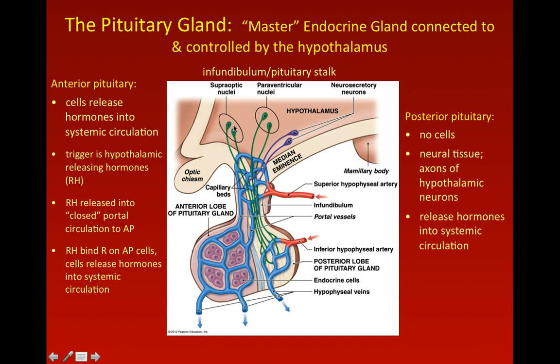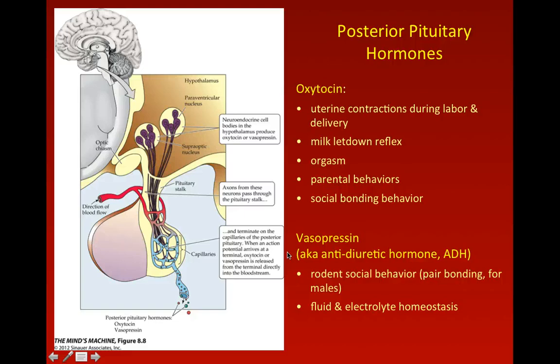So you can see that there are these neuron cell bodies up here, and what happens is these neurons in their cell bodies make hormones. They send the hormones down the axons, which travel along the pituitary stalk, down into the posterior pituitary, and there the axons of these neurons will release hormones into the systemic circulation. So it's a very different process between the anterior and posterior pituitary. The hormones that are released from the posterior pituitary are made by neurons that live in the hypothalamus and go directly into the systemic circulation. So it's very different than what we talked about for the anterior pituitary.